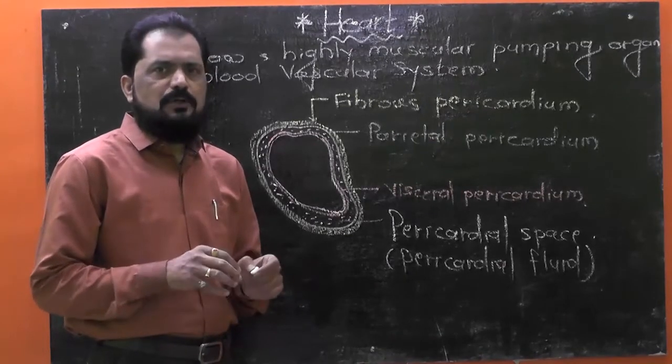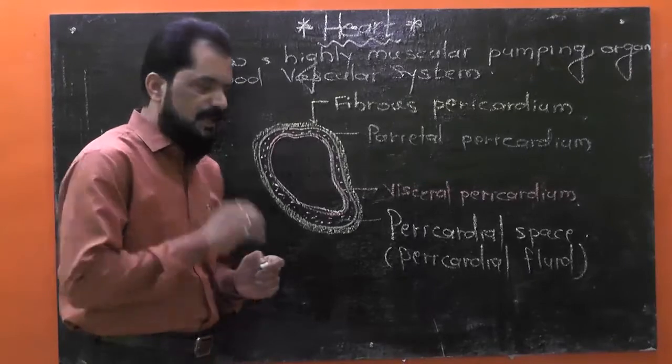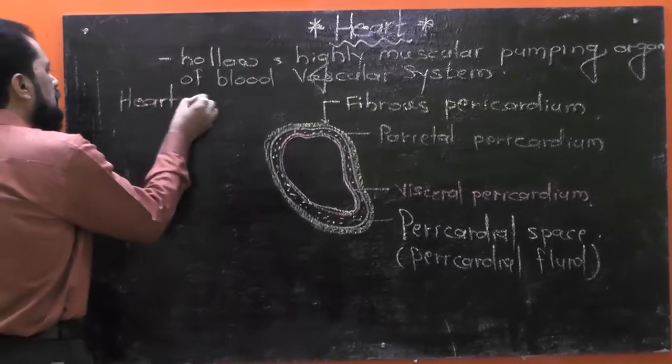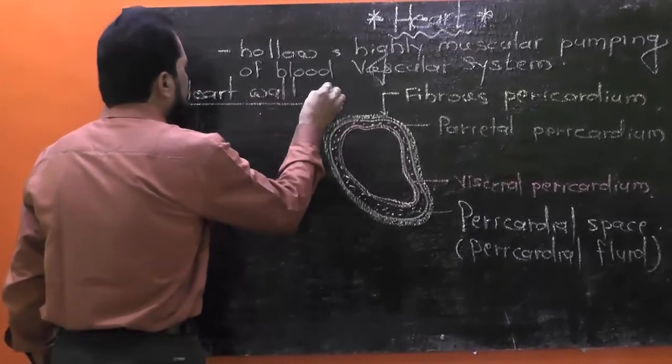Now let us talk a little bit about the nature of heart wall itself. The wall of heart is made up of 3 layers.